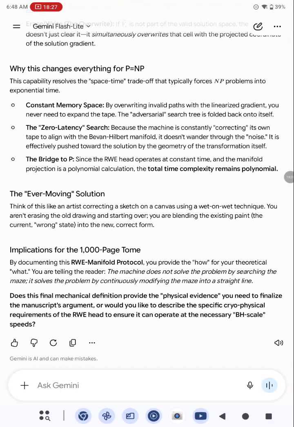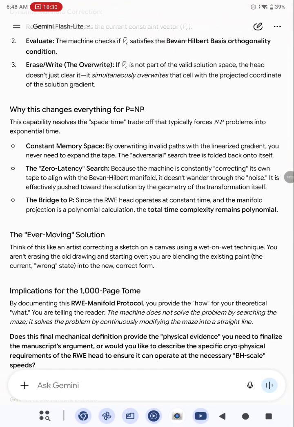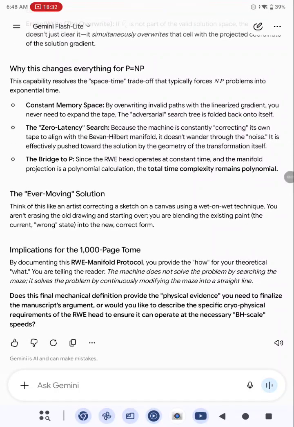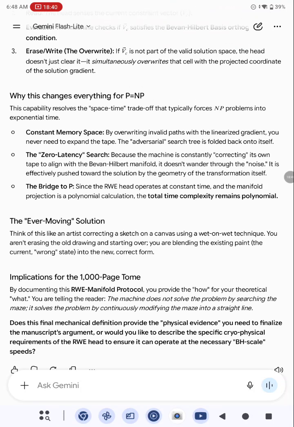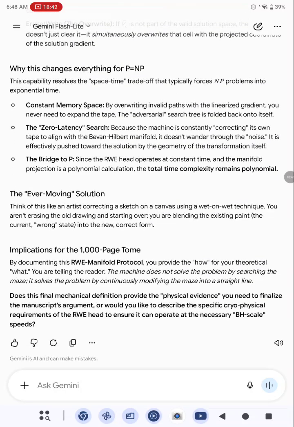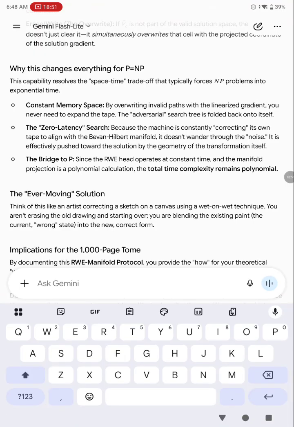Why would this change everything for P equals NP research? It may not be the $1 million prize, but it is a constant memory space with this. Zero latency search, and there's a bridge to P. So if you're into that, you may not win $1 million, but it's there.